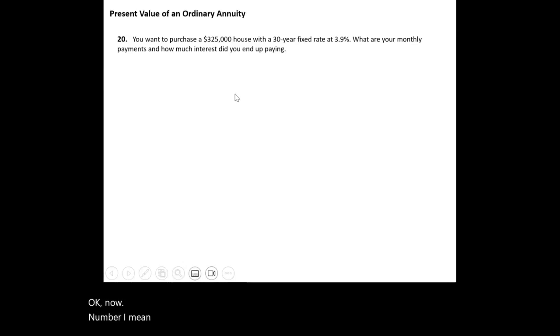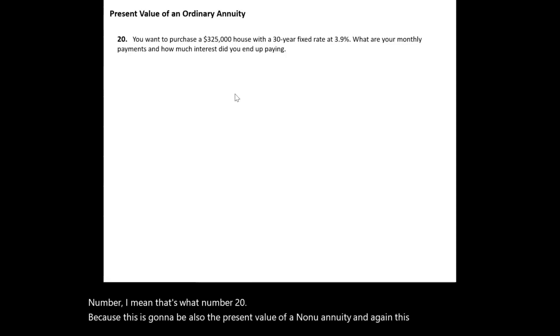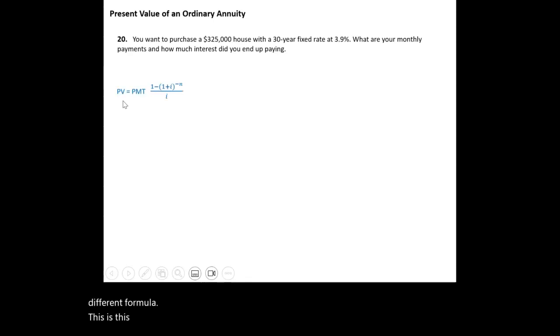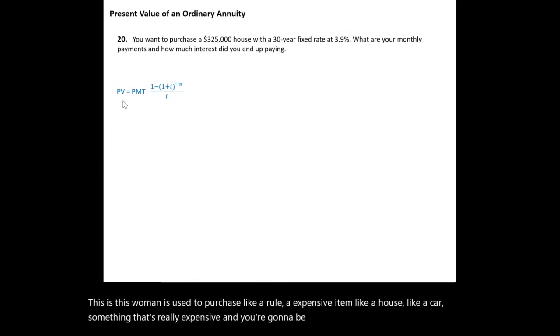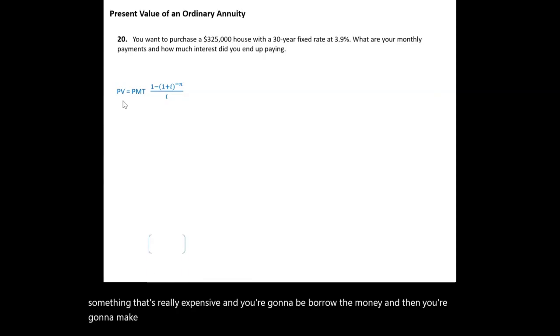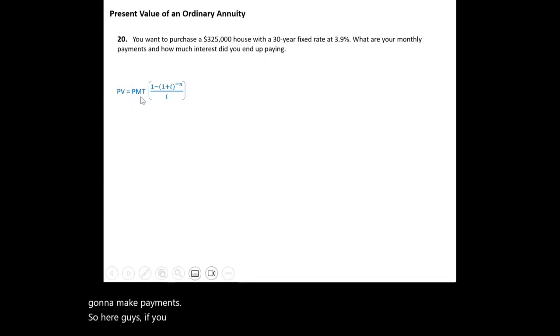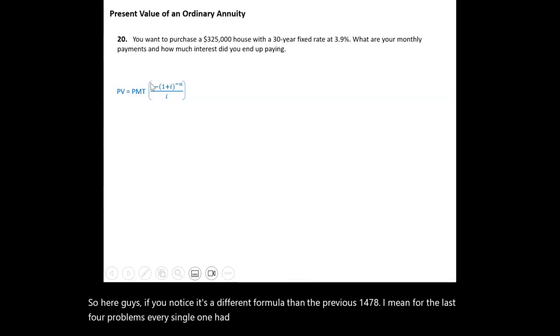Okay, now the last one, number 20. This is also going to be the present value of an annuity, and again, this is a different formula. This formula is used to purchase a really expensive item, like a house or a car, where you borrow the money and then make payments. For the last 4 problems, every single one had a different formula.